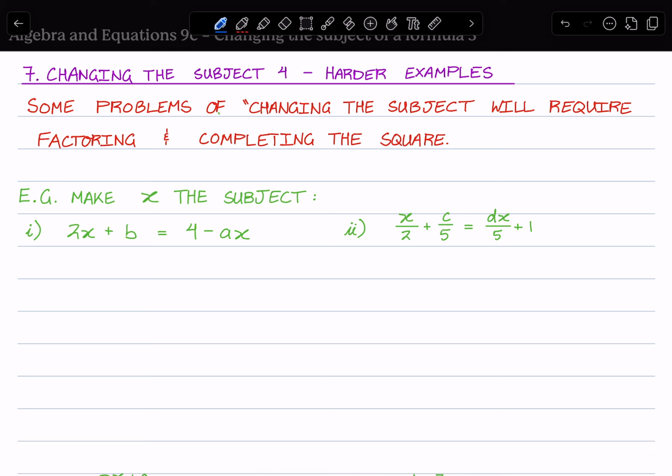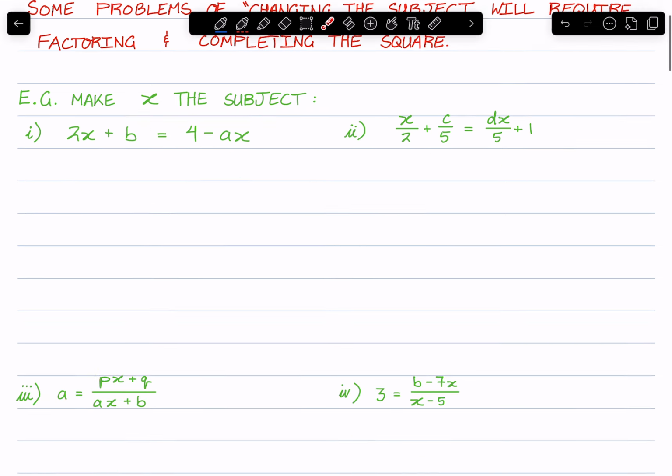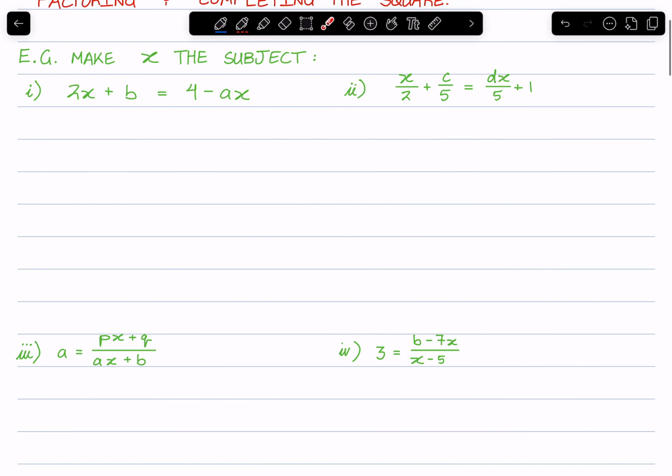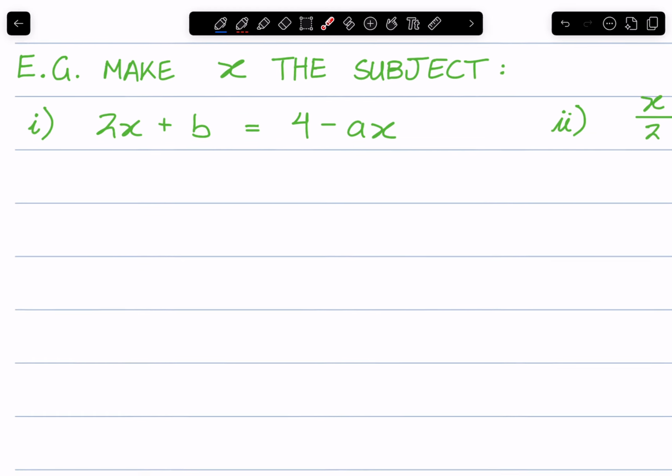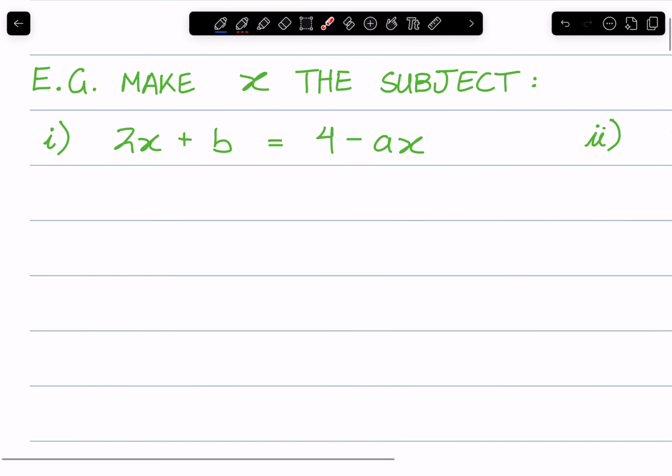Hello class, this is a video tutorial on changing the subject, and we're looking at much harder examples that will require factoring and/or completing the square. So let's get straight into it. For simplicity of making the questions, we're always going to make x the subject in this one. Okay, so let's go straight into our first example here.